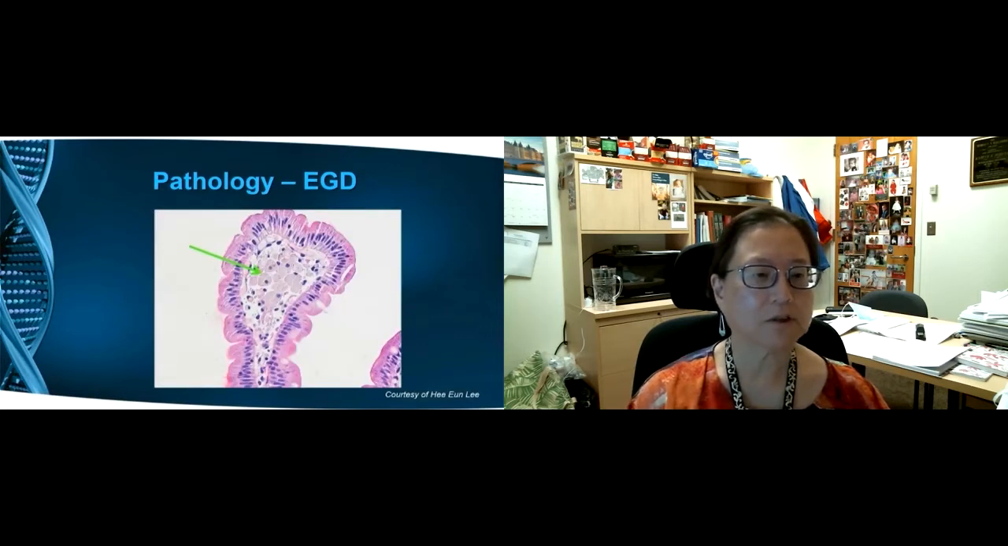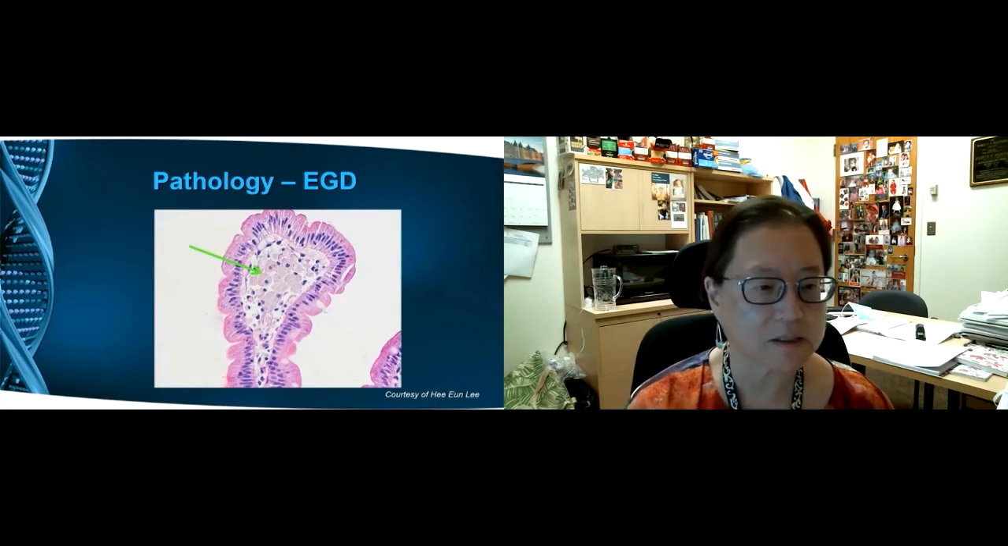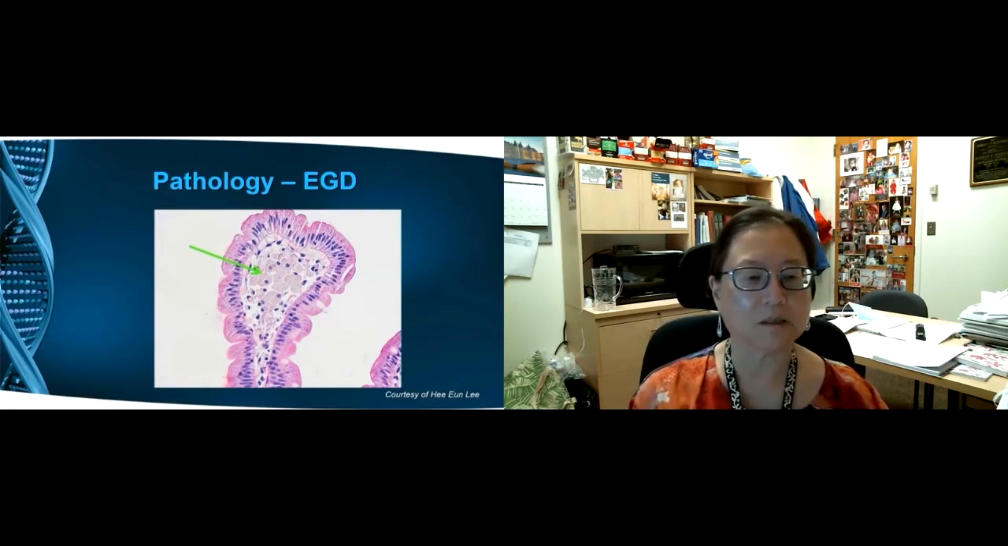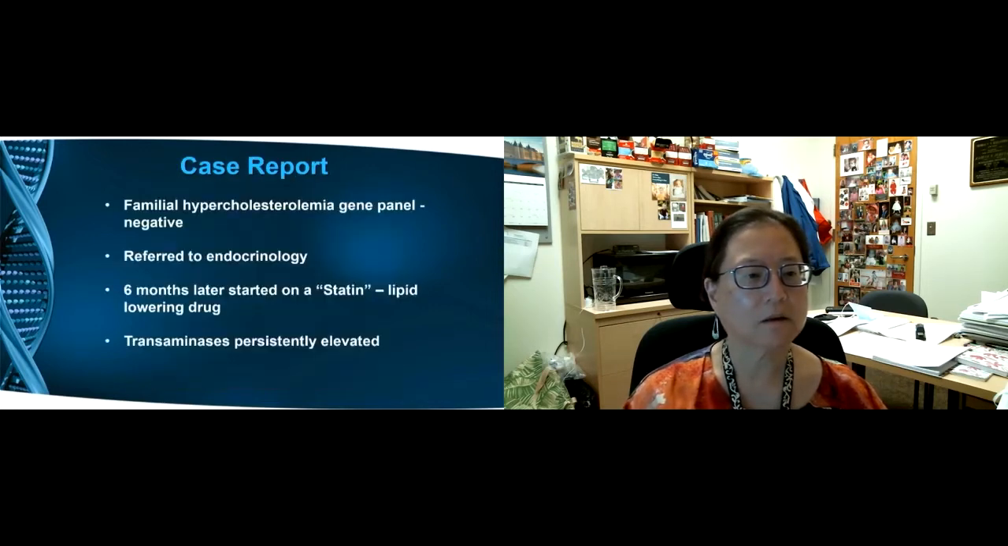This is just a picture from her pathology. The green arrow points to these ceroid histiocytes that are not normally present in the duodenum, but the pathologist wasn't quite sure what to make of them, and the gastroenterologist who did the test didn't know what to make of them either.